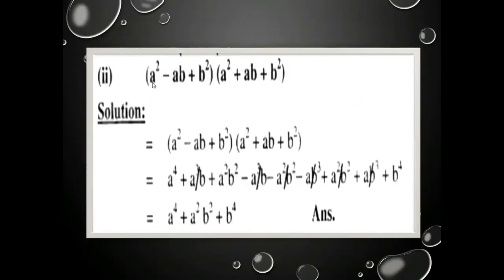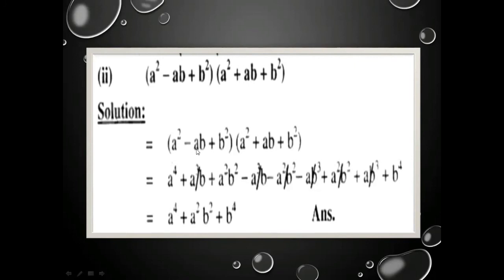Another part from the same question: two expressions are given with a multiply sign because we see they are enclosed in brackets. So we write like this. Now each term of the first polynomial or expression will be multiplied by all terms of the second. So when we multiply a square by a square, the answer is a4. A square by ab, the answer is a cube b. A square multiplied by b square, the answer is plus a square b square.